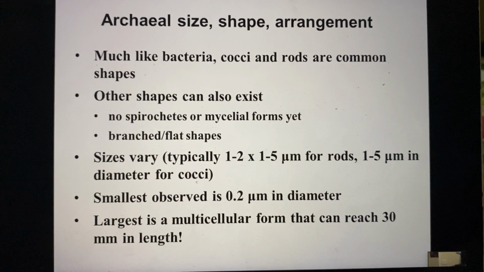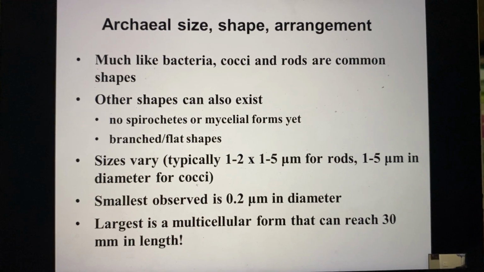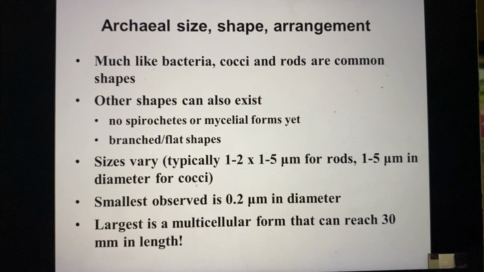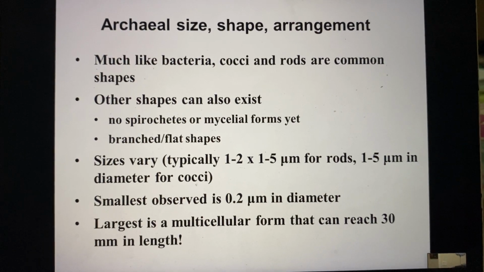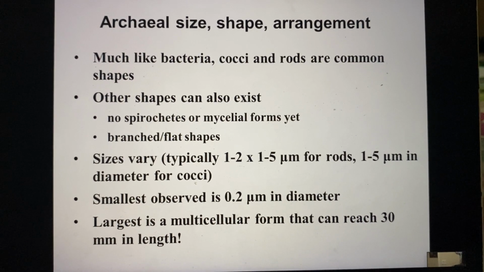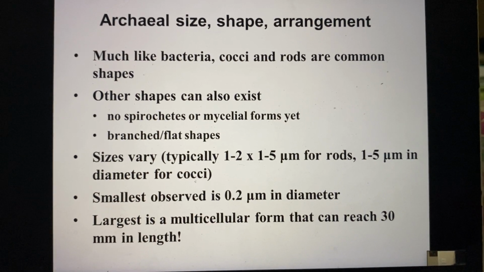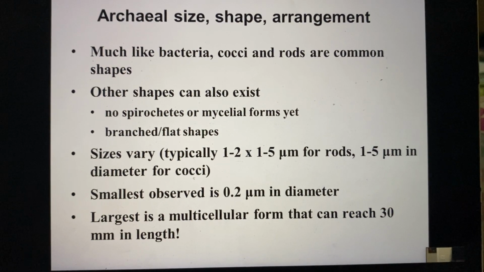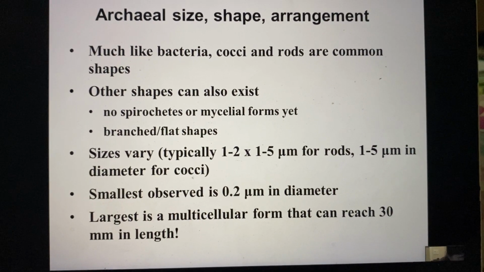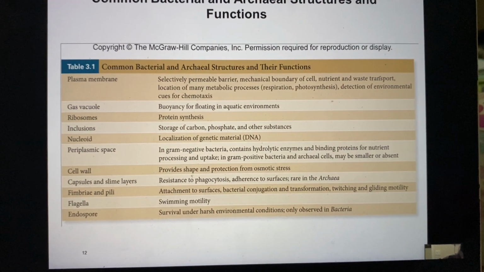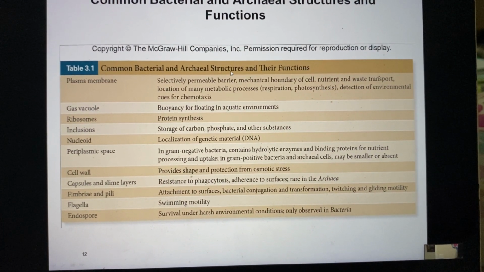Their sizes are almost like your bacterial sizes, typically between 1 to 2 times 1 to 5 micrometers if they are rods, and the cocci diameters could be 1 to 5 micrometers also. The smallest one, as we know, has been observed at about 0.2 micrometers, which is also the size of our mycoplasma. And some of the archaea are very large, and they may reach up to 30 millimeters in length. So here are some tables that give you some comparisons and common features between bacteria and archaea.